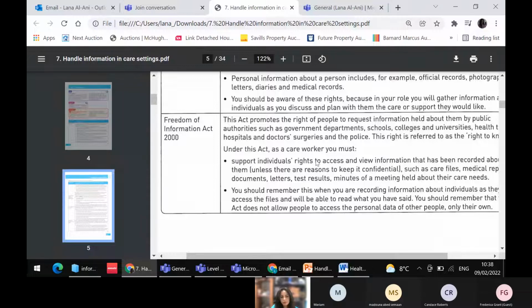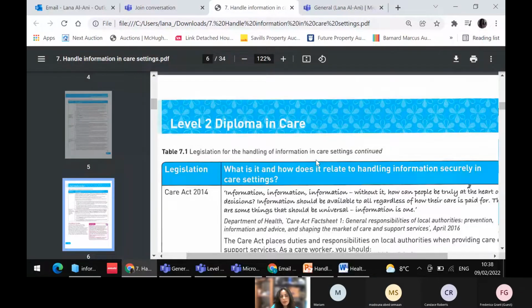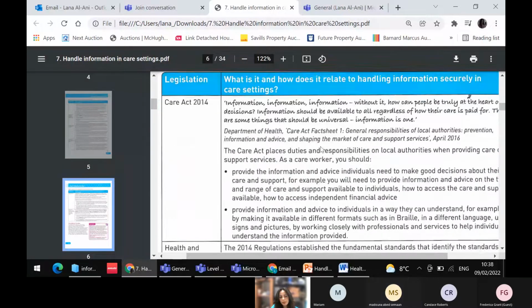Yes. Excellent. Now we have the CARE Act 2014. So under this act, where is it?